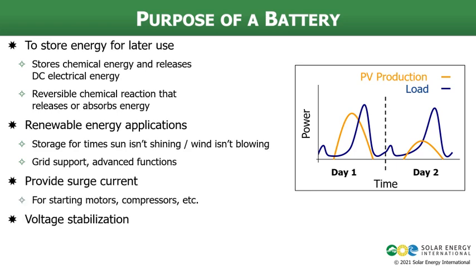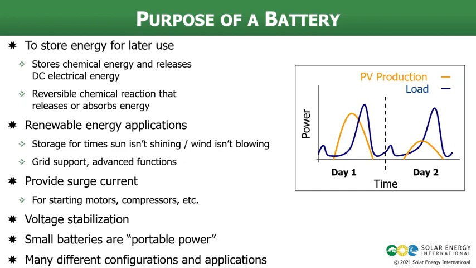Energy storage and batteries can be used in off-grid systems to provide power during a surge, to start certain equipment, typically ones that have a motor like a refrigerator or an air compressor or a well pump. These motors need a surge of power to get started, and then once they're spinning, the power demand goes down. So the battery storage can provide that power. We can also use it for voltage stabilization. This kind of goes in line with the grid support and the advanced functions.